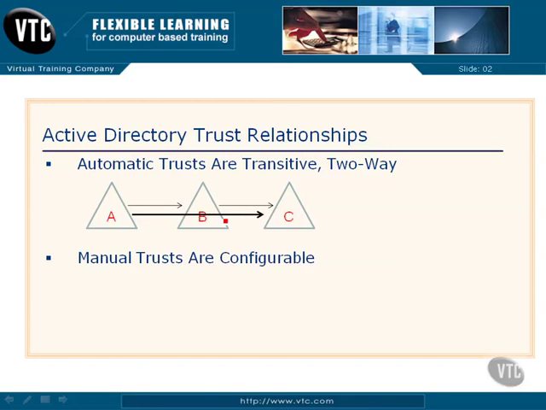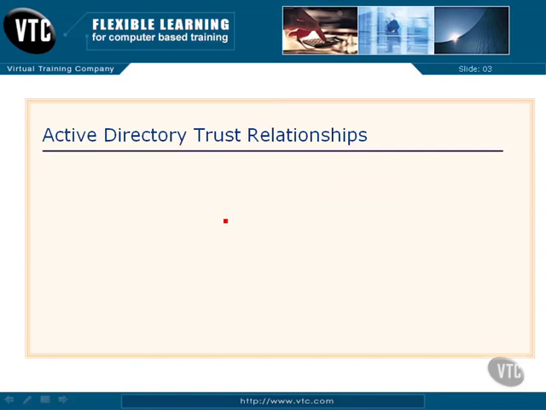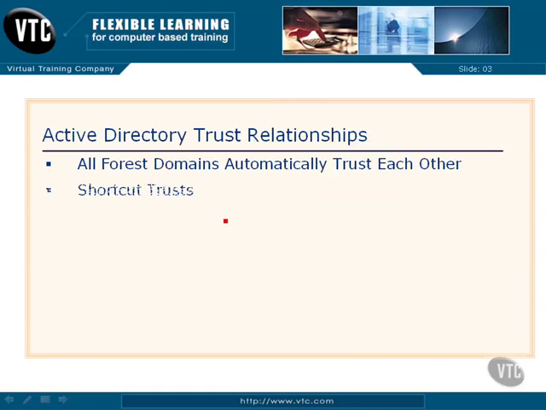Now, the manual trusts that we can set up are configurable. We can make them non-transitive, or we can make them one-way or two-way, whichever we'd like. Now, when would we set up our own trusts, and why would we do that? First of all, let me reiterate, all of our forest domains automatically trust each other.